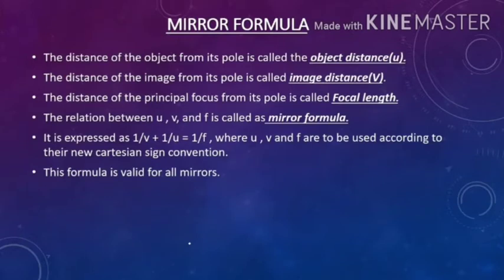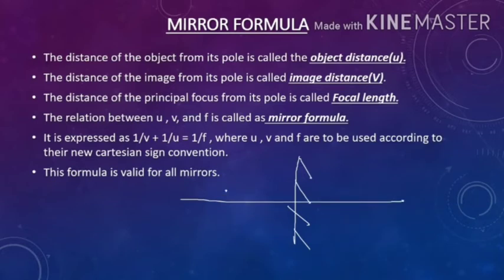Let's move to the mirror formula. The distance of the object from its pole is called object distance. This is the principal axis. Let this be an object. As we have studied earlier, all lengths are measured from the pole to the object. So the distance of the object from its pole is called object distance. Let this be the object and this is the pole, so we can term it as u.